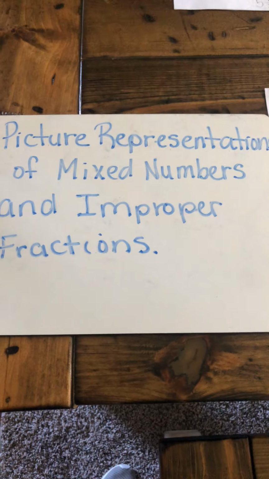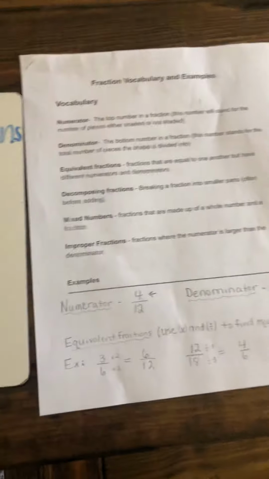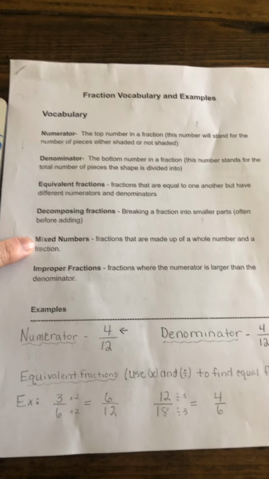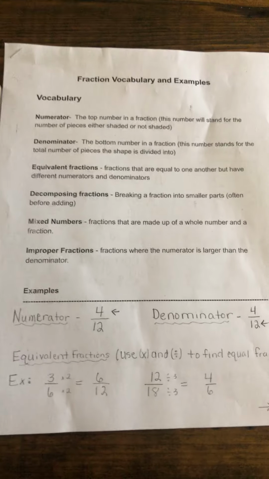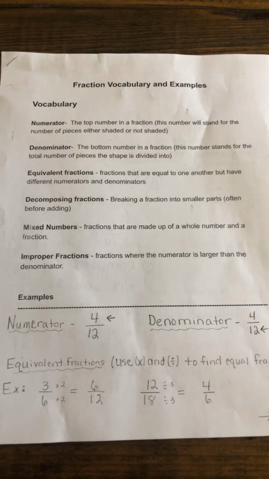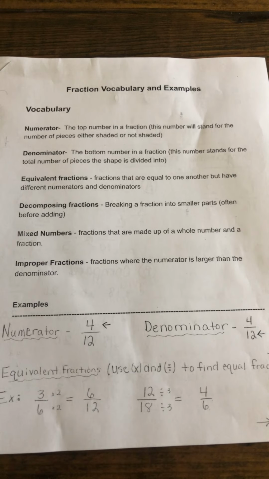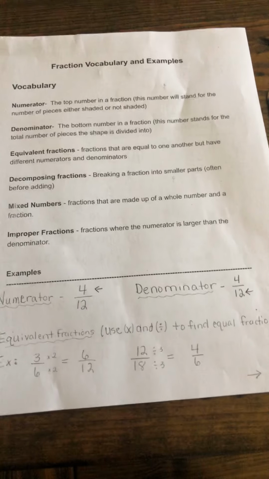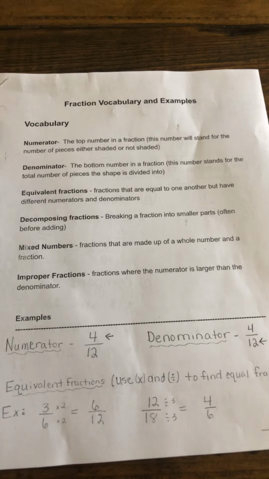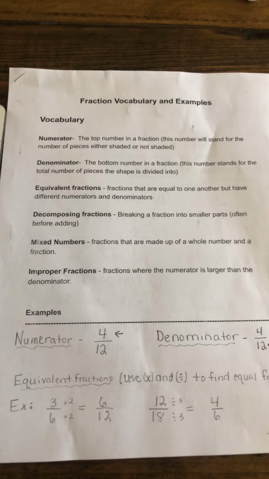So what are mixed numbers and what are improper fractions? Well, if you have that paper that I told you yesterday to have out handy, toward the bottom here, we have a definition of mixed numbers. Mixed numbers are fractions that are made up of a whole number and a fraction. And improper fractions are fractions where the numerator is larger than the denominator. Whenever we were talking about our vocabulary for fractions, we did discuss improper fractions, and I think you understood that. But let's take a look at what all this really means.